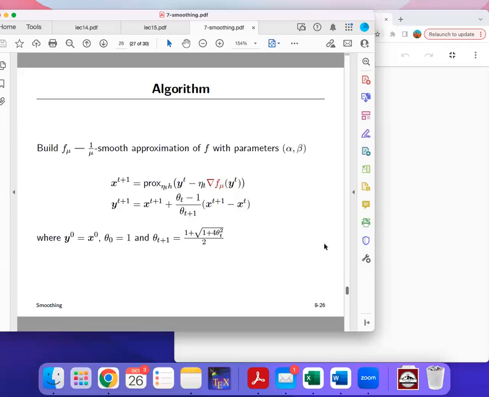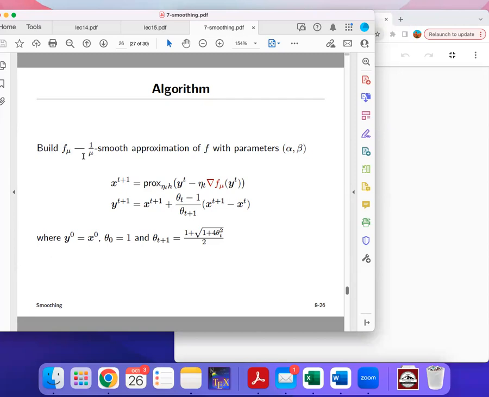So the idea is very simple. We first build f sub mu. This is a 1/mu smooth approximation of the original function f. And we smooth this one with parameters alpha and beta because it is alpha beta smoothable. And you can construct this f mu either by Moreau envelope or by the conjugation approach. So here we assume that we can obtain this f mu.